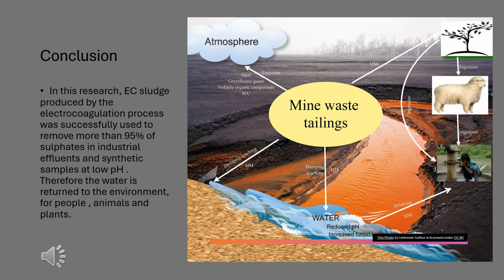In conclusion, EC sludge produced by the electrocoagulation process was successfully used to remove more than 95% of the sulfate in industrial effluent and synthetic sample at low pH. Therefore, the water is returned to the environment for people, animals, and plants.